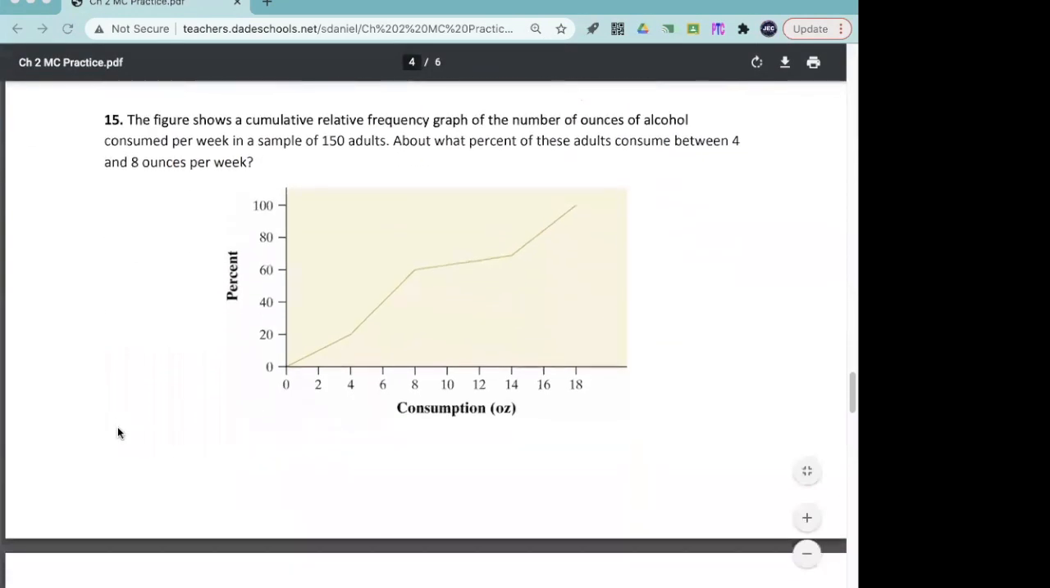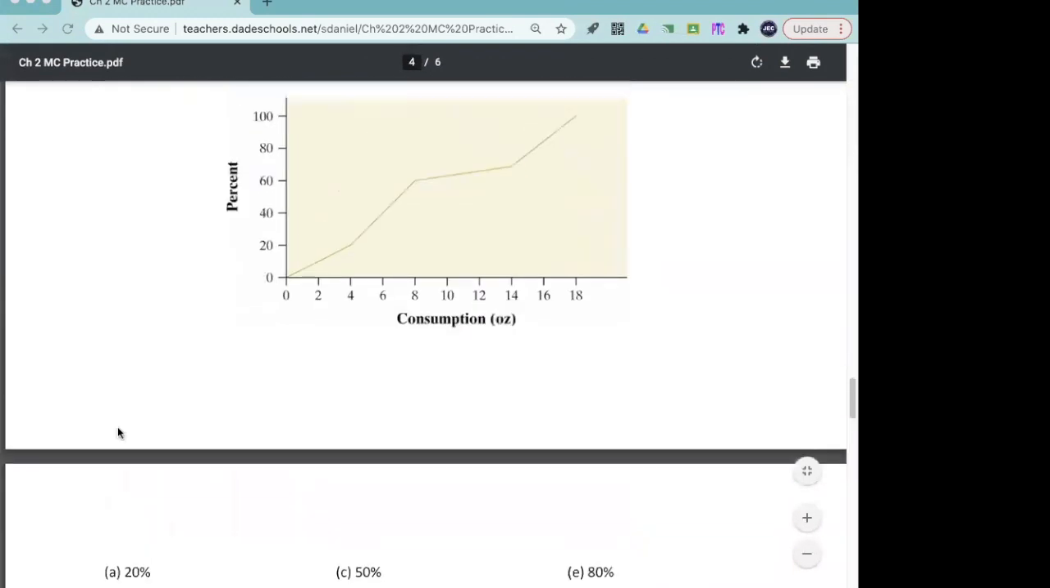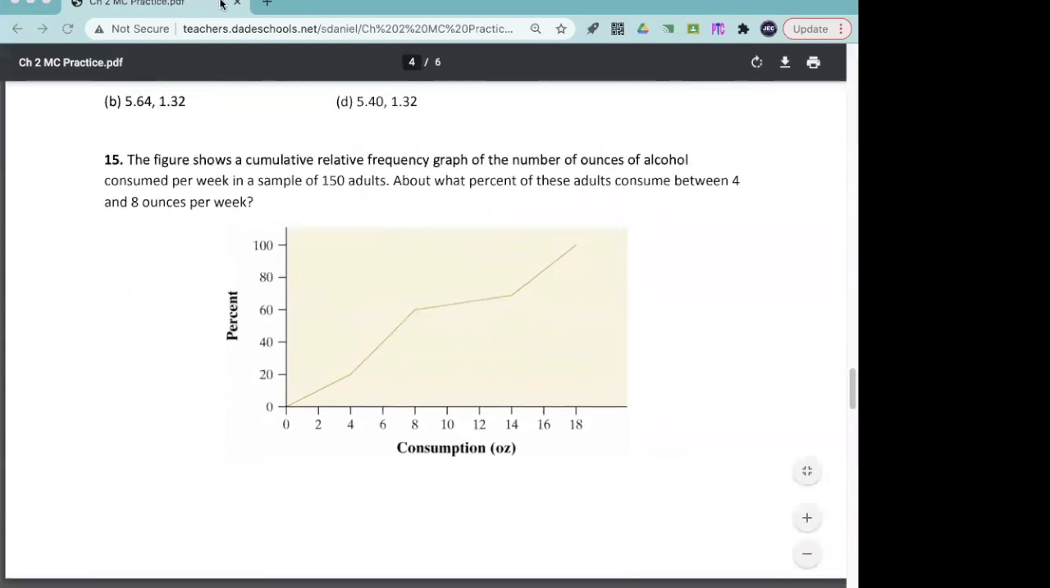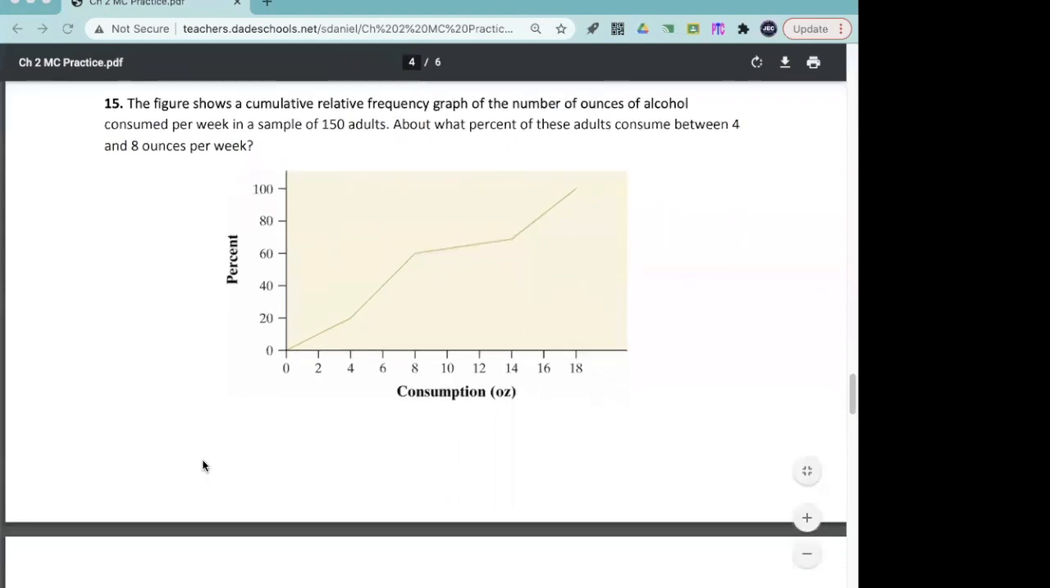Okay, 15. So this is a cumulative percent graph. So let me see what's the question. What percent of adults are between 4 and 8 ounces? So 4 is right here. So you're at the 20th percentile, and 8 goes up here, so you're at the 60th percentile. So 60 minus 20 is 40. Because it's a cumulative percentile, then 20% are up to 4 ounces and 60% have up to 8 ounces. So you're going to see the difference between those two to see how many are between 4 and 8. Again, if I'm going too fast and you have questions, please text me.